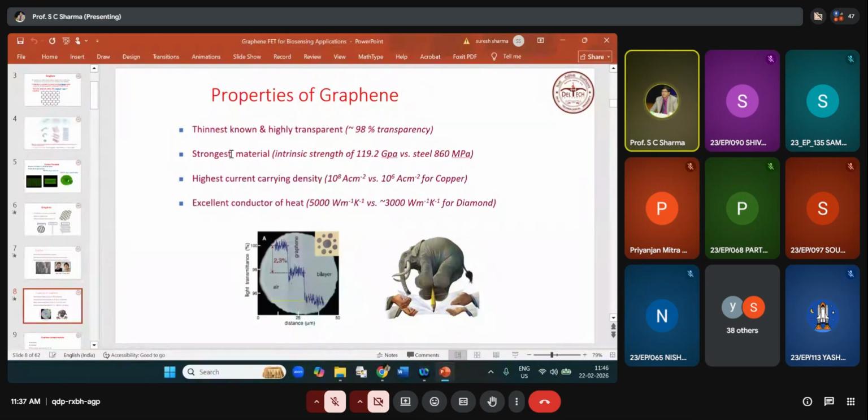It is the strongest material, with an intrinsic strength of around 120 gigapascal. 1 giga means 10 raised to 9. In comparison, steel is 860 megapascal, so graphene is much higher. Highest current carrying density, 10 raised to 8 ampere per centimeter square, in comparison to copper, 10 raised to 6 ampere per centimeter square. Excellent conductor of heat, 5000 watt per meter per Kelvin, in comparison to diamond, 300 watt per meter per Kelvin.